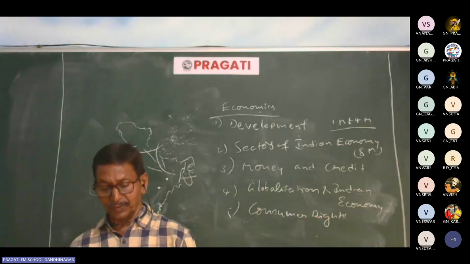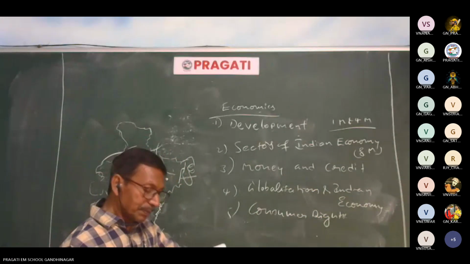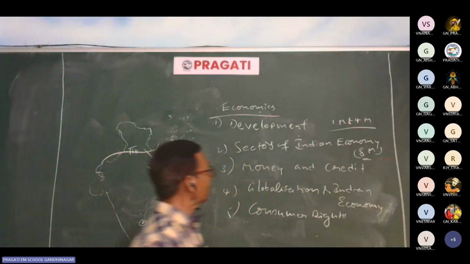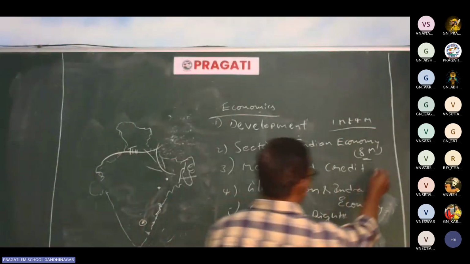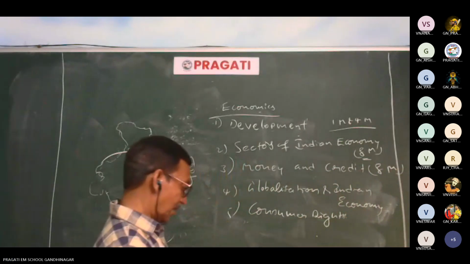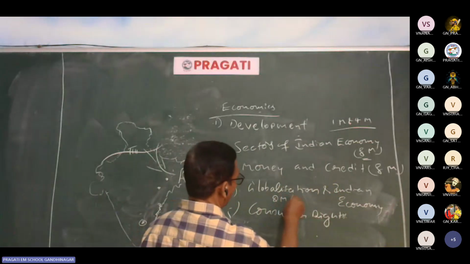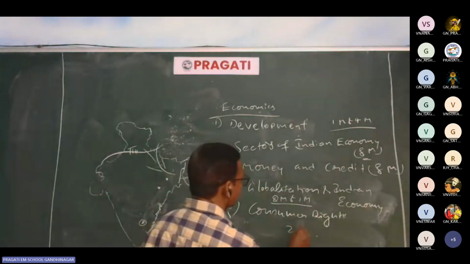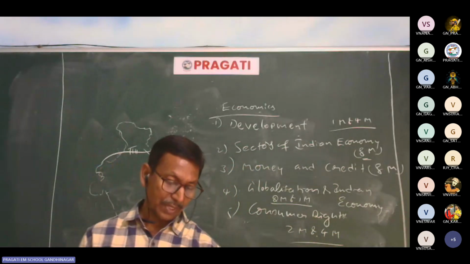Coming to the second lesson, the sectors of the economy. Here you can find only 8 mark questions. The next one is money and credit, which also may come as a choice question. Globalization has 2 mark and 1 mark questions only. Consumer rights has 2 marks and 4 marks. Okay, thoroughly try to prepare these questions.